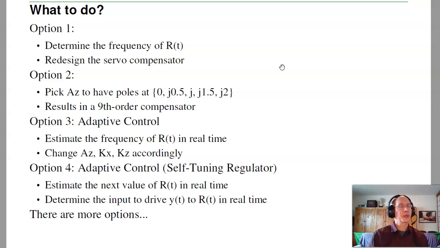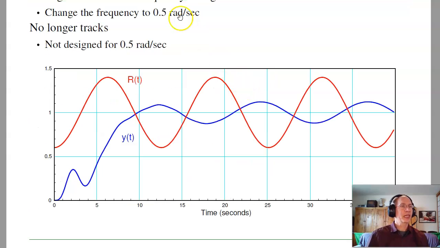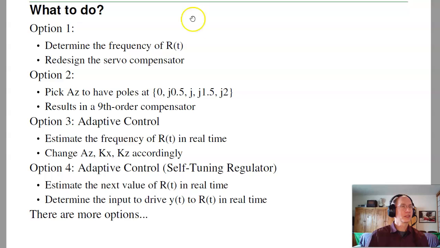is I could sit there and model it, try to find the frequency of the disturbance or the set point before I redesign the compensator. I could design a servo compensator to have a whole bunch of poles. I could have poles at 0, plus minus j0.5, j1, j1.5, j2. This will track at any of those 5 frequencies, but that results in a 9th order compensator, and you start getting stability issues. If there are modeling errors in the plant, it may or may not be stable.